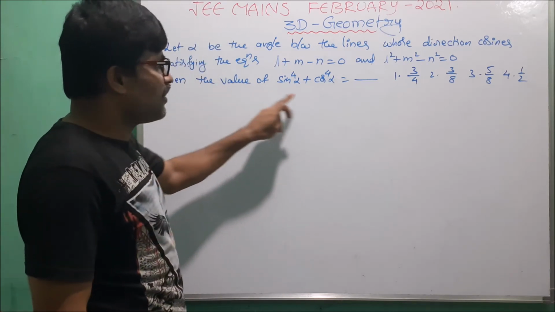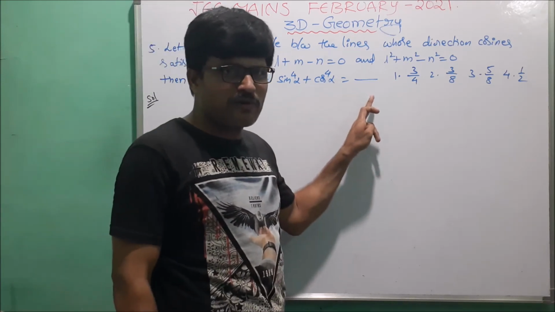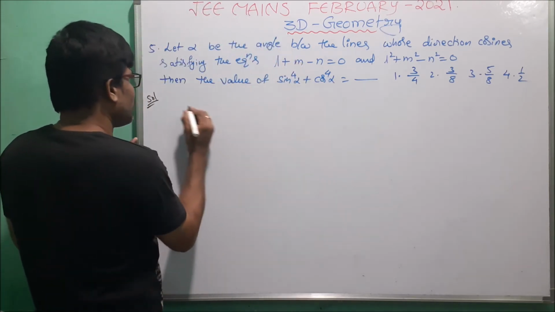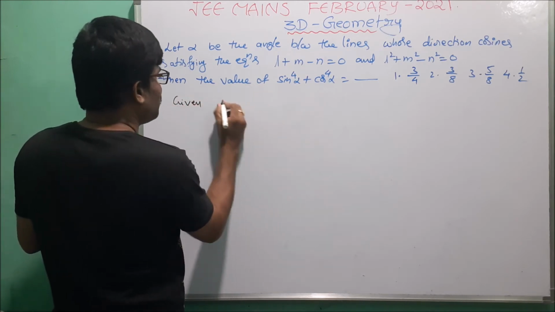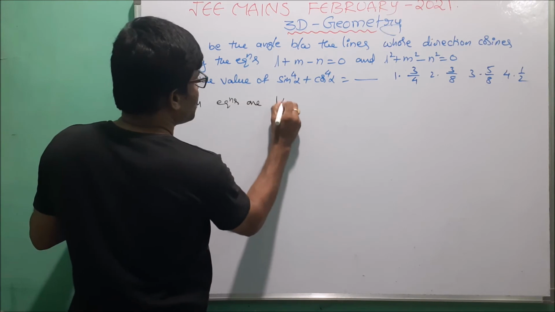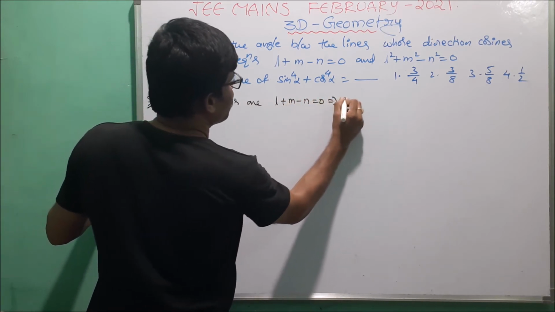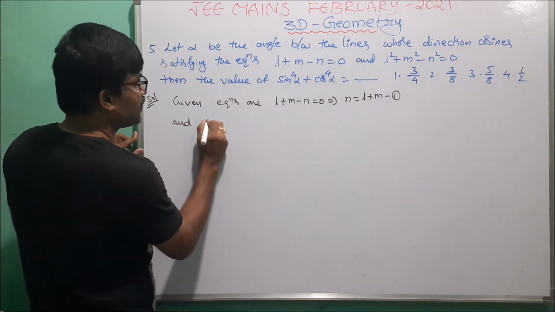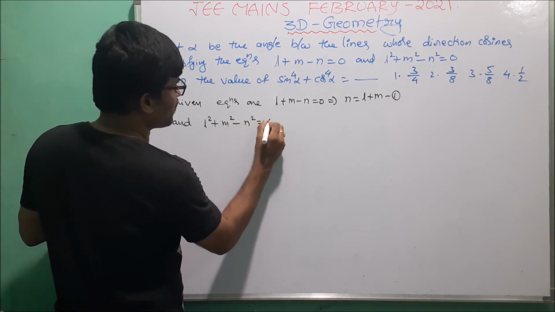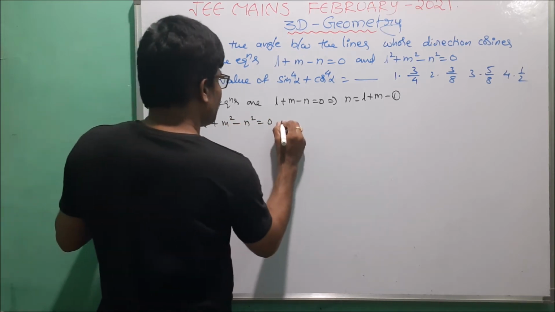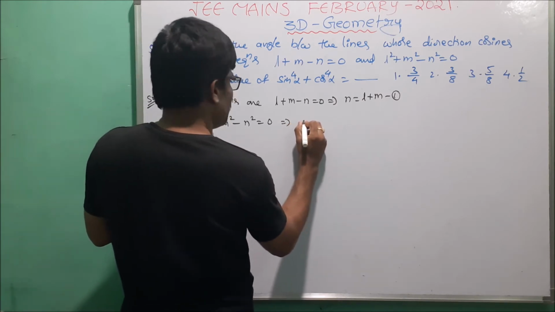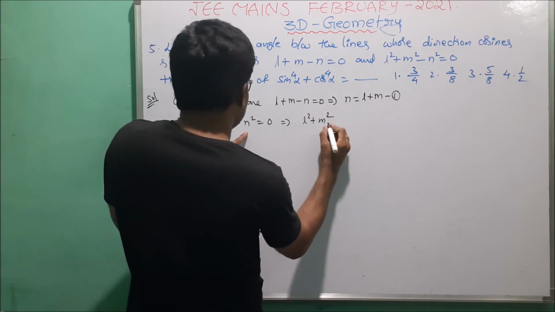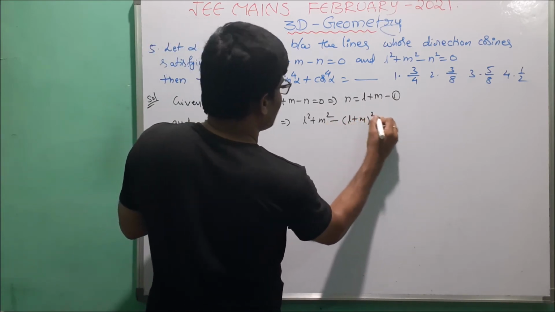To find the value of sin power 4 alpha plus cos power 4 alpha, first of all we find the angle between the given two lines. The given equation is l plus m minus n equal to 0. From that we write n equal to l plus m, which is equation 1. And the second condition, l square plus m square minus n square equal to 0. Here we substitute the n value found from the first equation, so we take minus of l plus m whole square equal to 0.